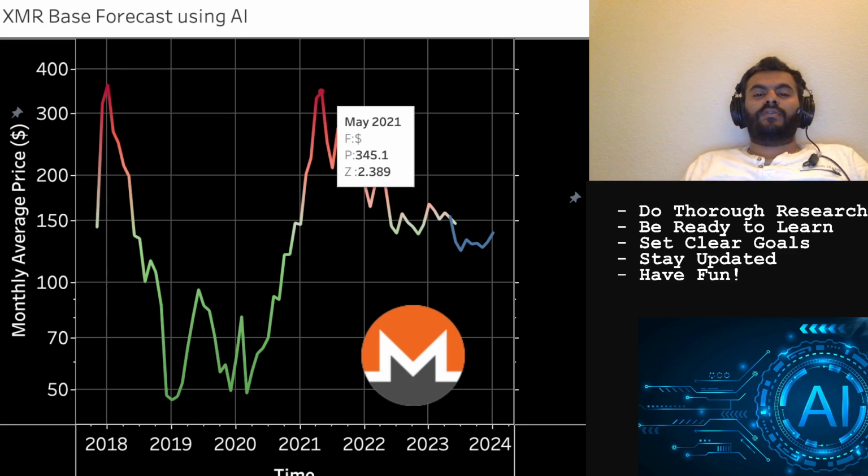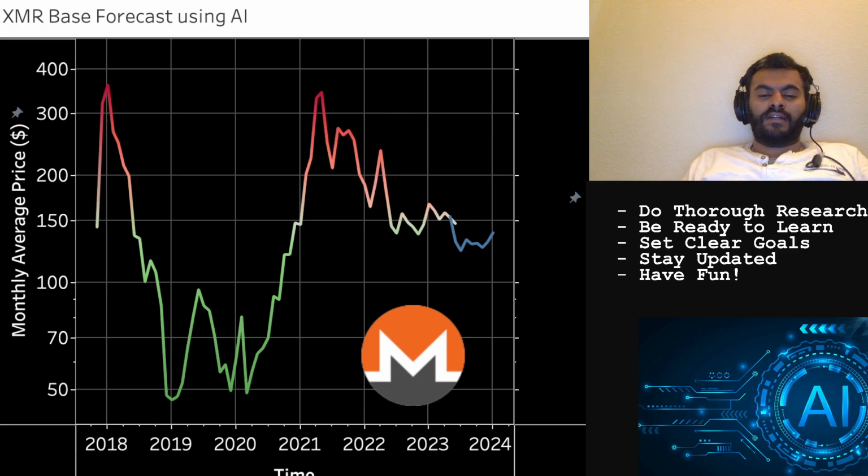Whereas in May of 2021, when the z-score was about 2.38, that is price at 2.38 standard deviation away from the mean, and at price of $345 at a monthly level. That's the peak in the May 2021 bull run. Similarly, the color associated is dark red.